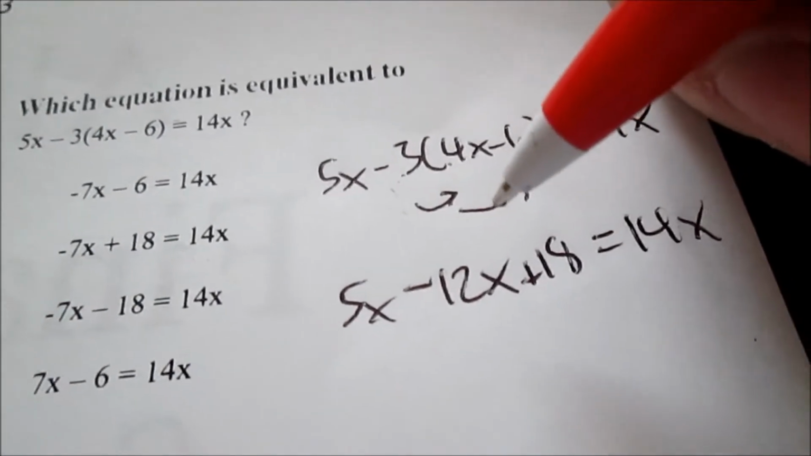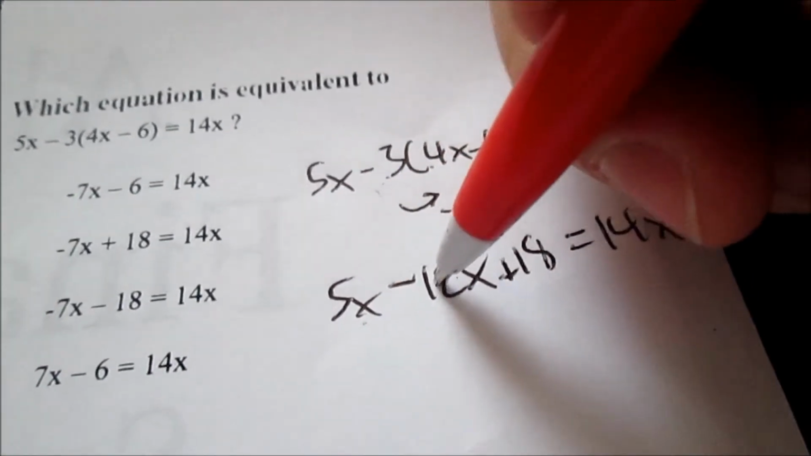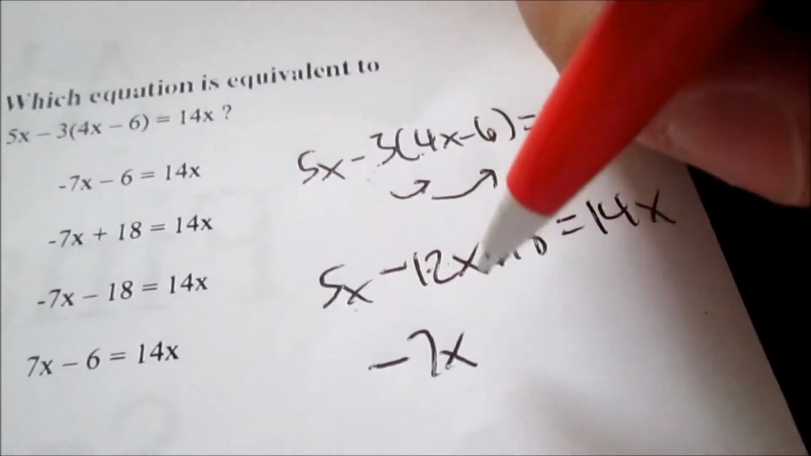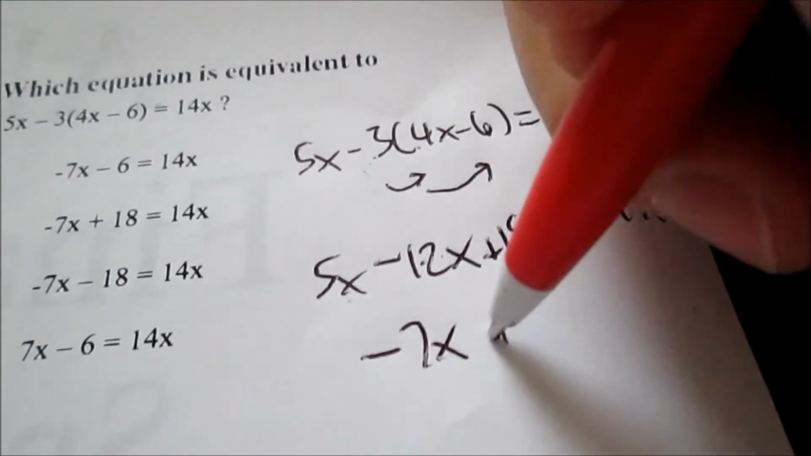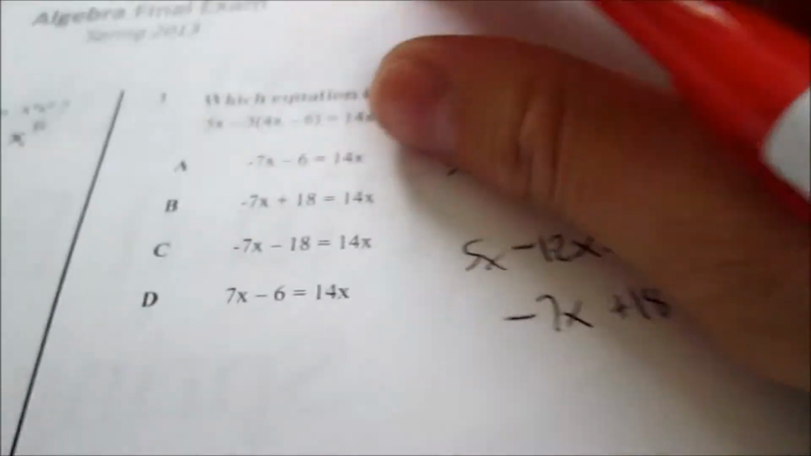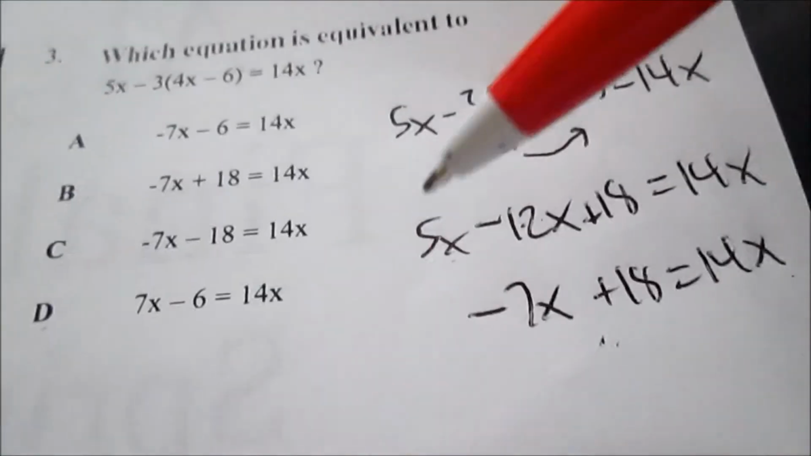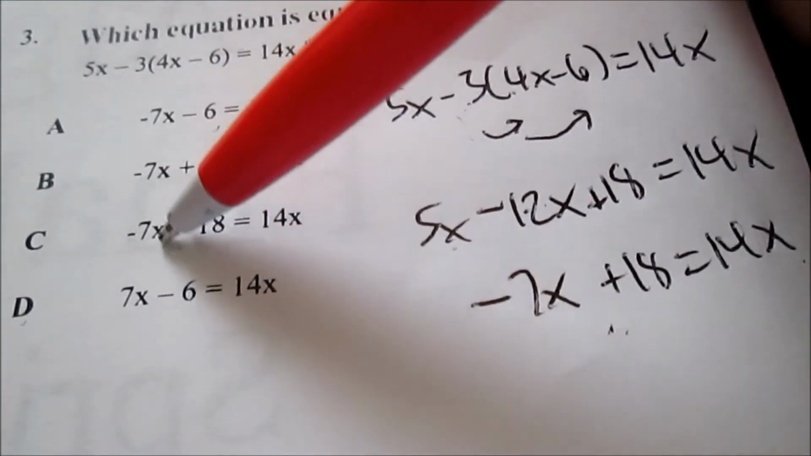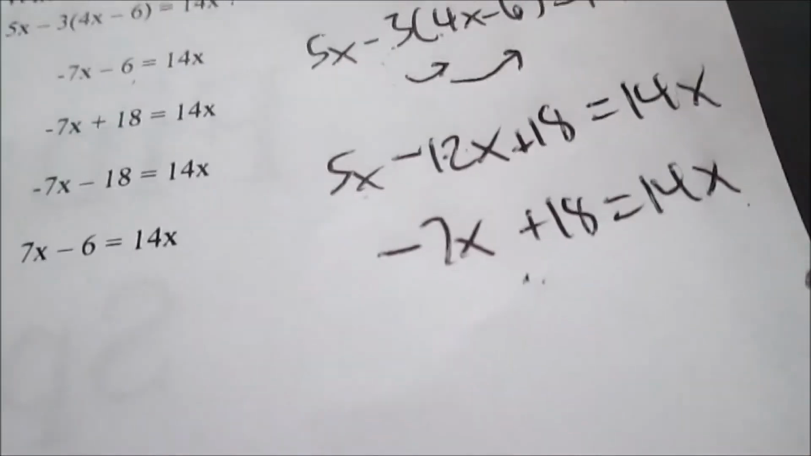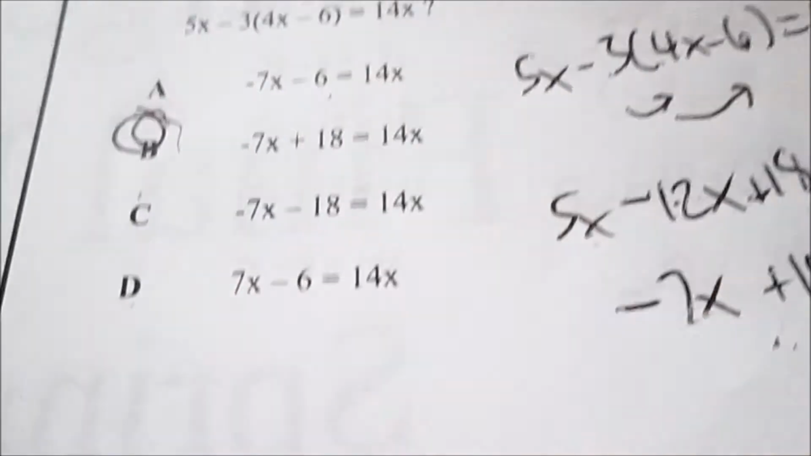Okay, then combine like terms. 5x and -12x give you -7x. Okay, then I can look over the answer choices and see which looks like what I have. So -7x plus 18, where's that? Right here, B. -7x plus 18 equals 14x. Looks just like my steps right there. Answer choice B. So all I did was simplify this, and I got B.